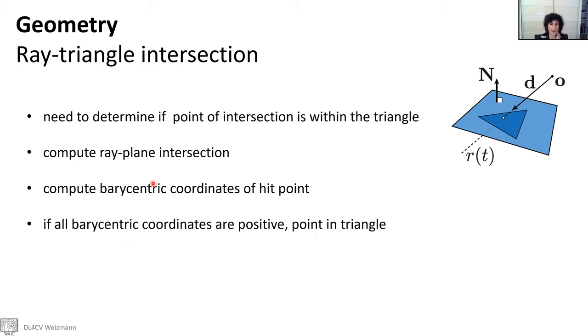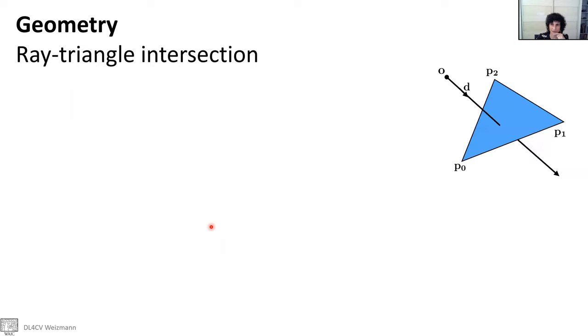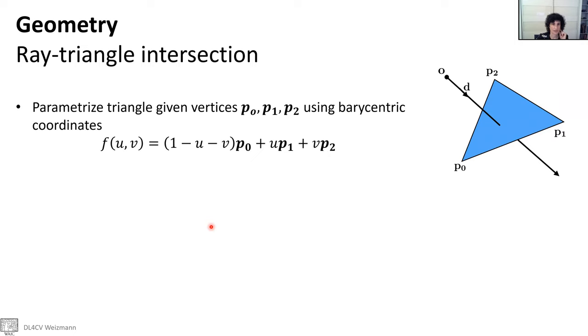And then I'm going to compute the barycentric coordinates of the hit point. Now, if all the barycentric coordinates are positive, it means that the point is in the triangle. Otherwise, it is not. And now, how are we going to do that? Okay, let's do it in a short algebraic way.